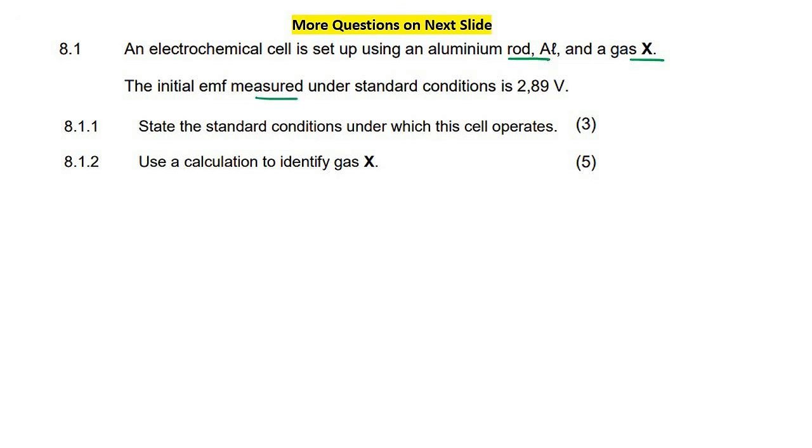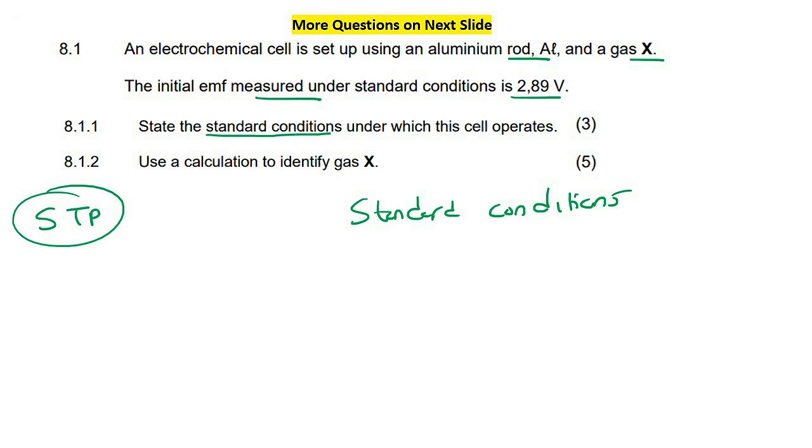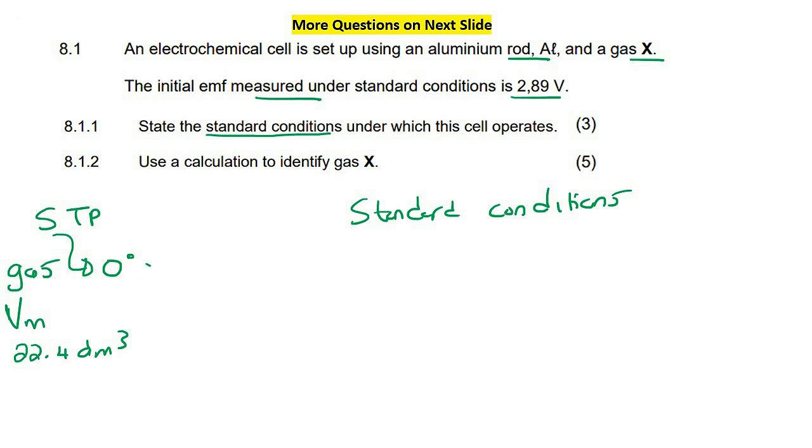The initial EMF measured under standard conditions is 2.89. Okay, so it says state the standard conditions. Some learners get a little bit confused between STP and standard conditions. Let's start with STP. STP is when we are talking about gas and molar volume, VM, and we typically have a 22.4 decimeter number that comes up. STP stands for 0 degrees Celsius and 1 atmosphere of pressure.